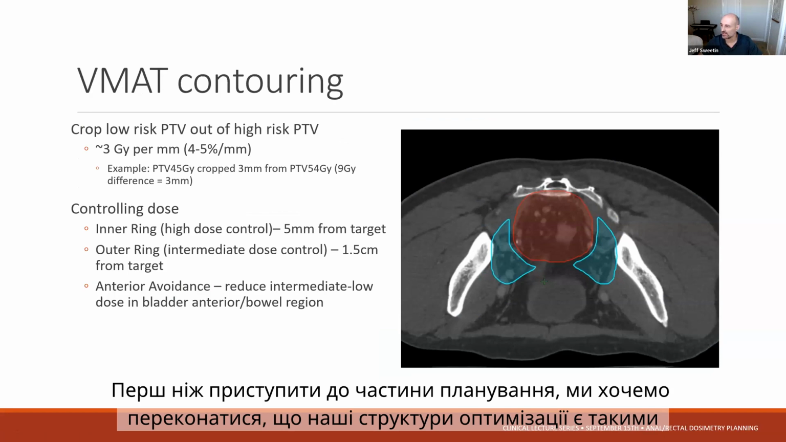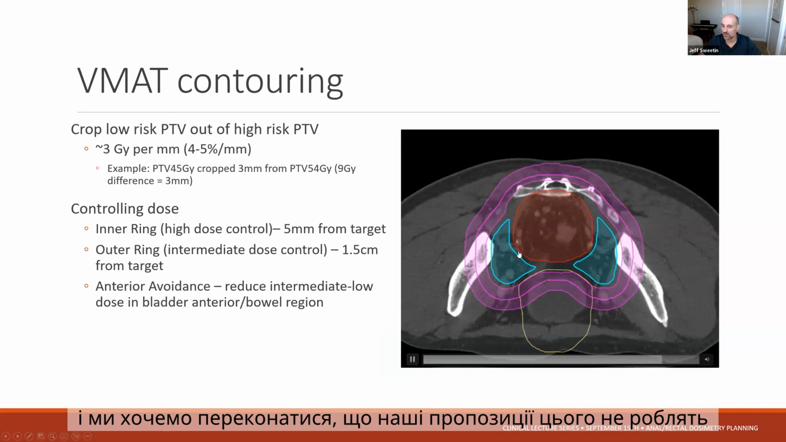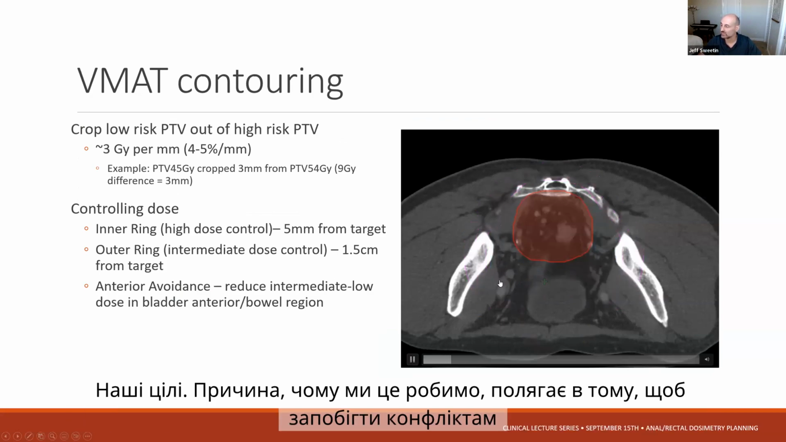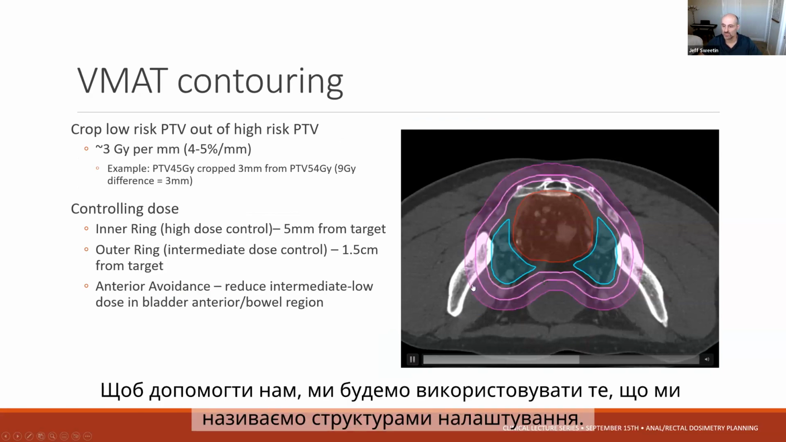So before we get into the planning portion, we want to make sure our optimization structures are what we want. We separate our low-risk PTVs from the high-risk, and we want to make sure our OARs don't overlap with our targets. The reason we do this is that it will prevent conflicts between objectives when we go to optimize the plan. To help us, we'll use what we call tuning structures.